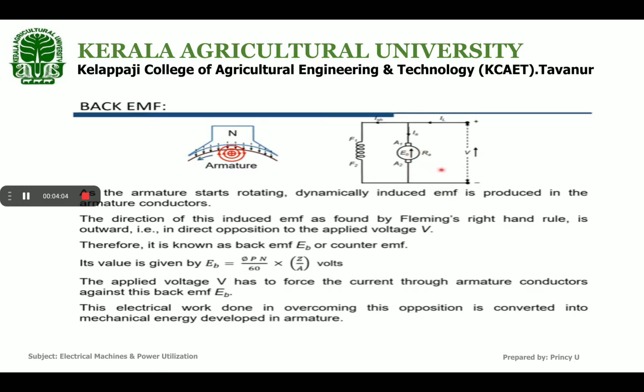The armature is now rotating. So the induced EMF produced when this rotating coil cuts the flux, we call dynamically induced EMF, and it is produced in the armature conductors. The direction of this induced EMF is found by Fleming's right hand rule. We know that in a generator also it is the same thing. There will be flux on the main poles and it will be cut by the armature conductor, and EMF is induced in the armature conductor. The same EMF is produced here also because both are the same machine.